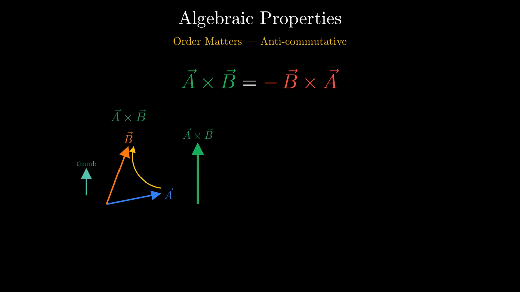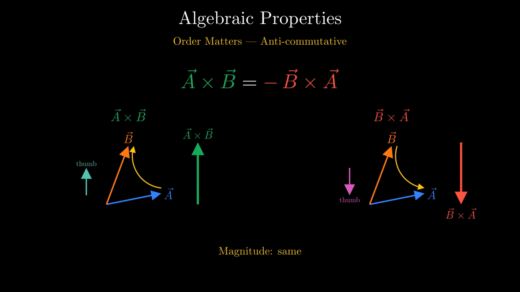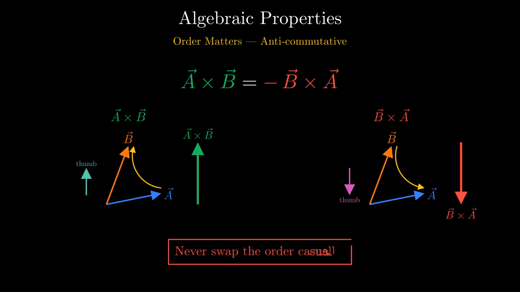Now the algebraic properties. First, order matters. The cross product is anticommutative. A cross B equals negative B cross A. Here's why. Reverse the order, and the right-hand rule arc now sweeps from B to A instead of A to B. Curl your fingers the opposite way, and your thumb flips to point in the opposite direction. The magnitude stays the same, the direction reverses. This is a sharp contrast with ordinary multiplication and with the dot product, both of which are commutative. With cross products, never swap the order casually.